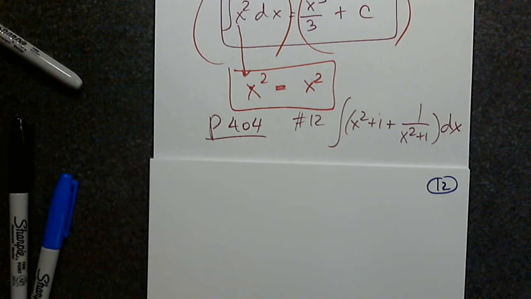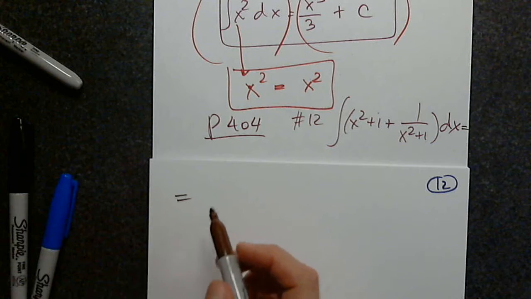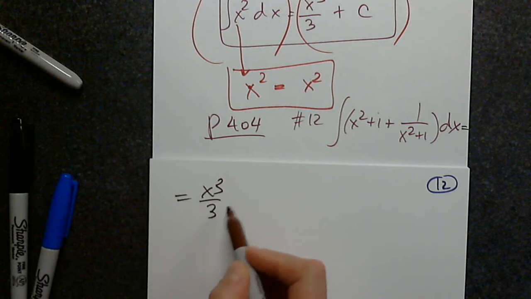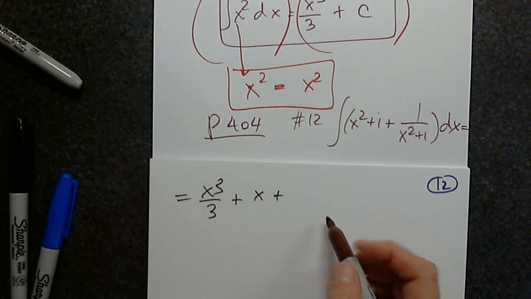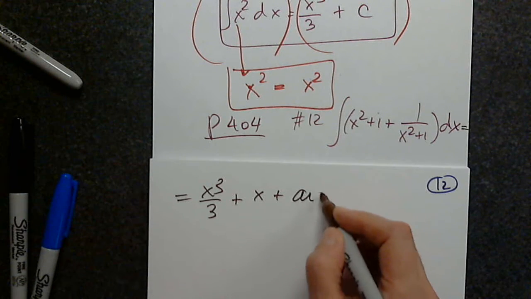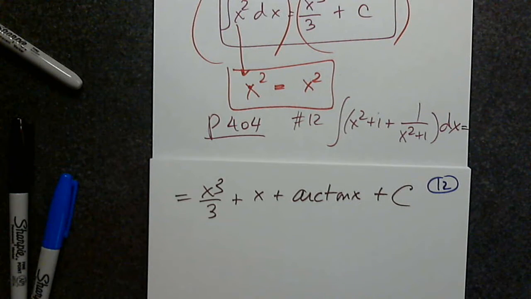So, ready? Please tell me what to write. Plus? Excellent. Plus? But arctangent. Plus? That's it. Can I check? Sure. If I differentiate the right-hand side, I will get x squared. I will get plus 1. I will get plus 1 over x squared plus 1. And c prime is 0.